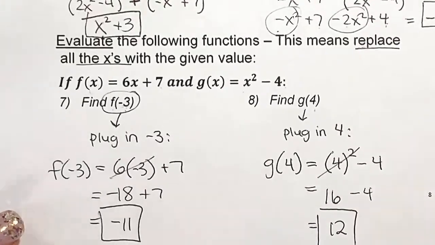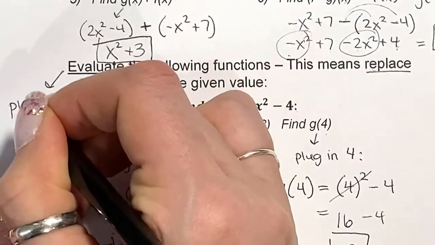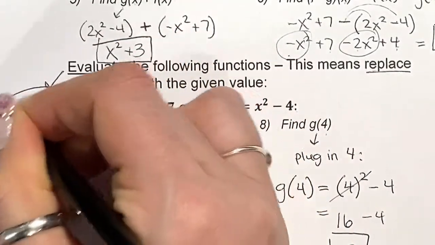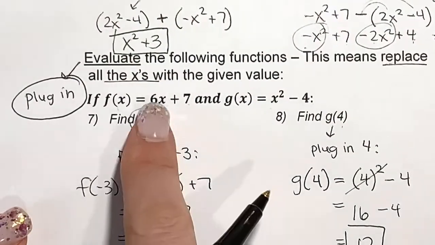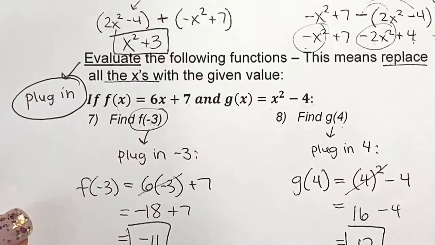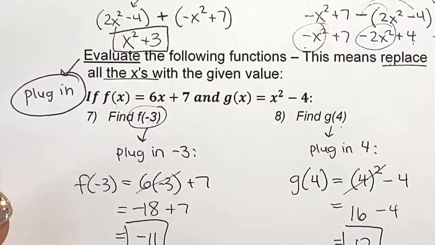So whenever you're asked to evaluate, I want you to think evaluate means plug in. So you're just going to be plugging in whatever number they give you. And sometimes you might have more than one x in your equation. Both of these just had one x, but maybe you have a quadratic that has an x squared and an x. You might have to plug it in more than one time.